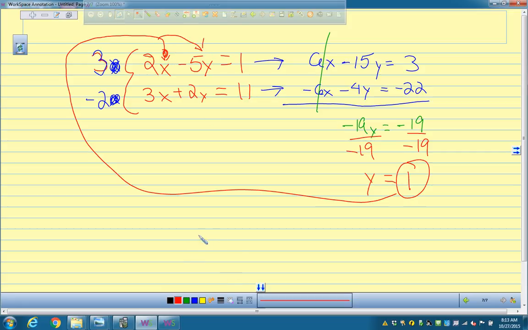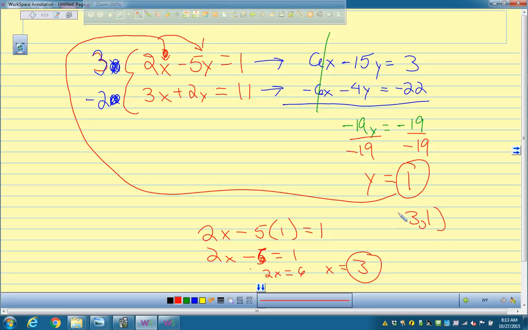So I'm going to get 2x minus 5 times 1 equals 1. I'm trying to solve for x now. So 2x minus 5 equals 1. That gives me 2x equals 6. X equals 3. Okay? So I have to have an x and a y. So my solution to this equation, you want to write it as an ordered pair. 3, 1.